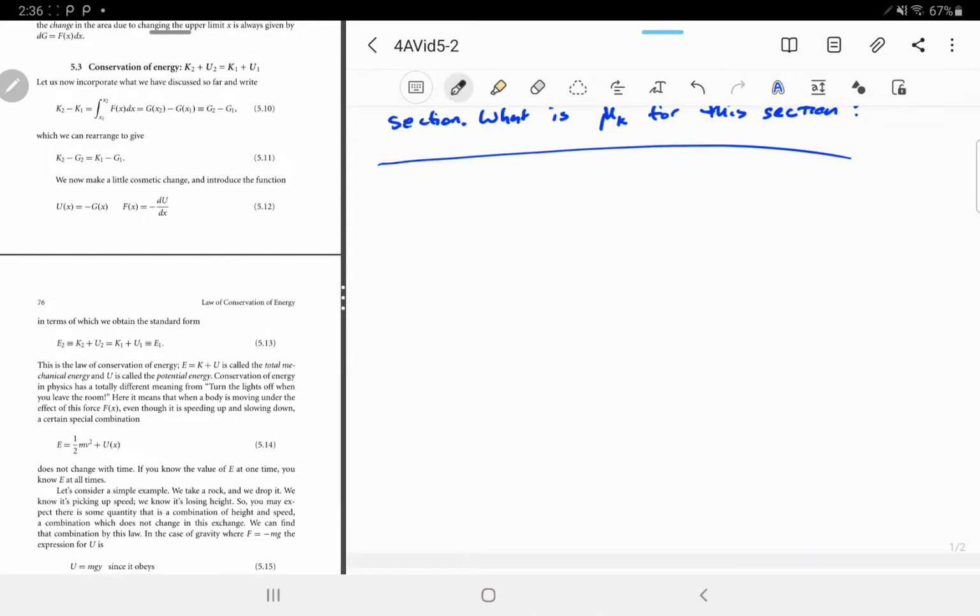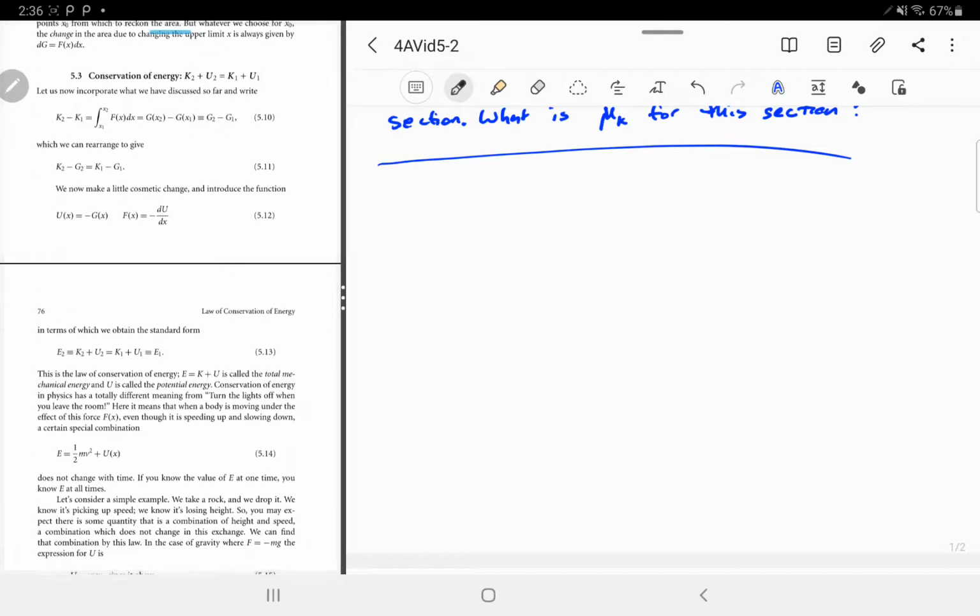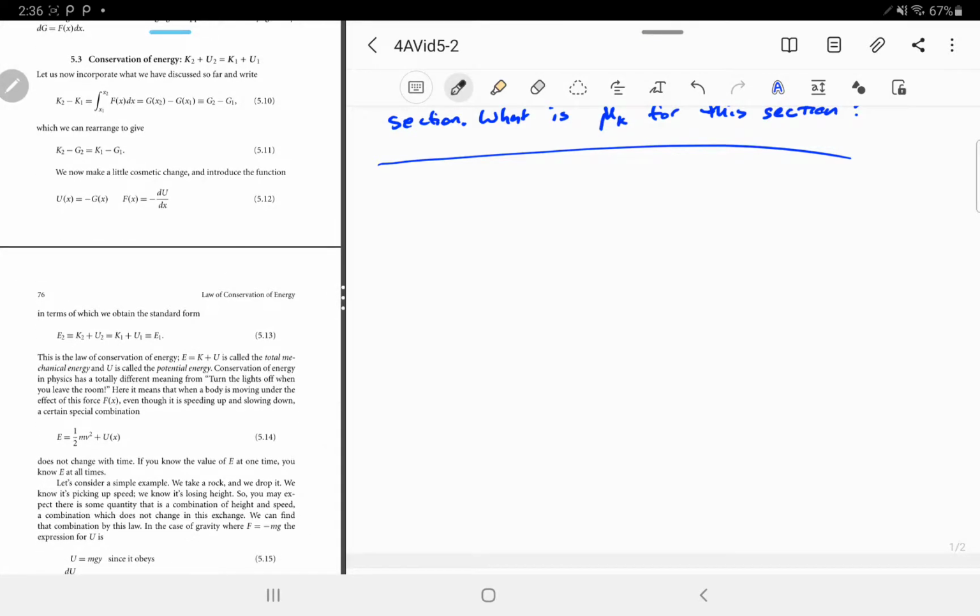Okay, so to continue the discussion from last time and to tie this in with the book here, we can write work done by a force is the integral of F, the force as a function of x, over x from some initial to some final x value. And we're going to have a lot more to say about this next chapter.